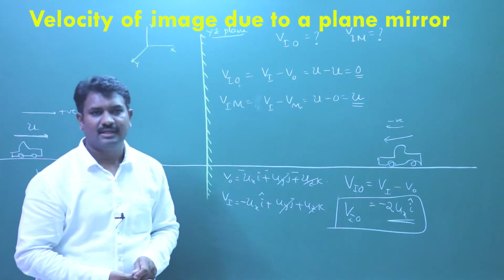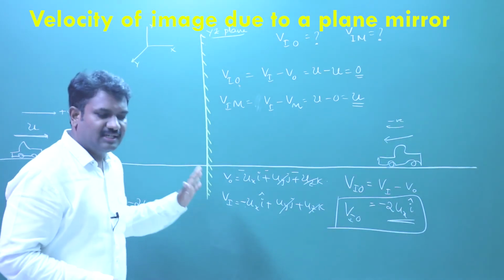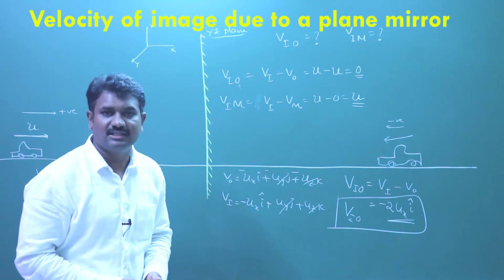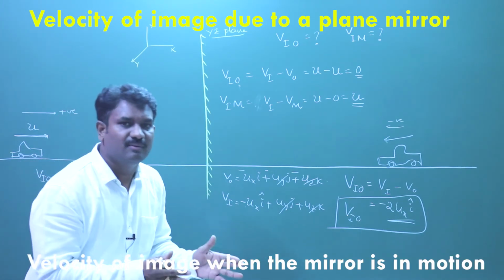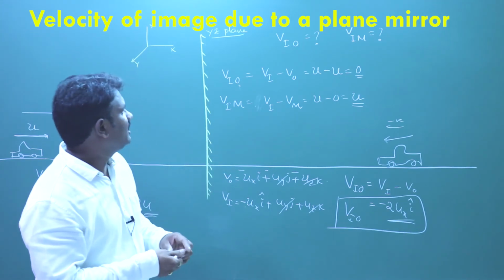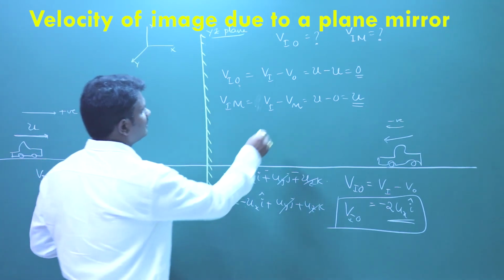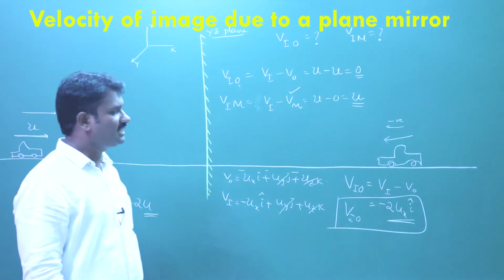Okay, this is our concept about velocity of image when the mirror is at rest. Next, let us discuss the velocity of image when the mirror is in motion. Not much difference. When the mirror is in motion, the only difference is that here we have to consider the velocity of the mirror, that's all. The remaining will be the same.